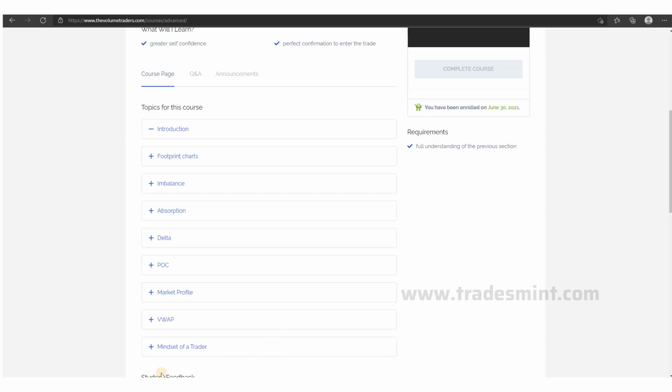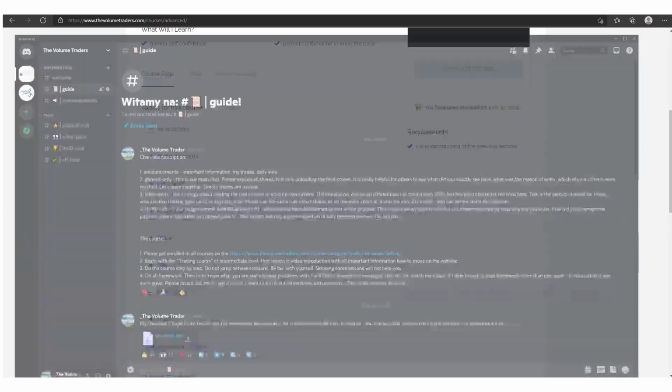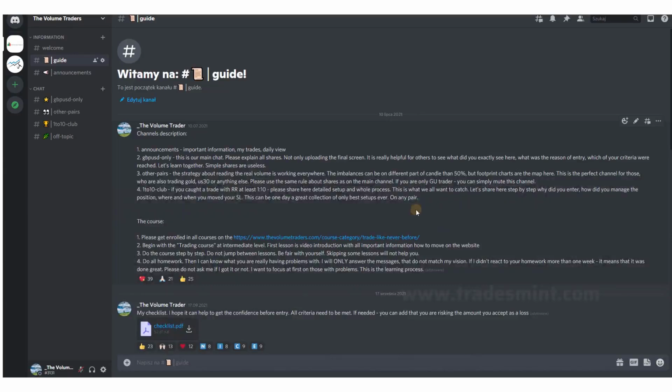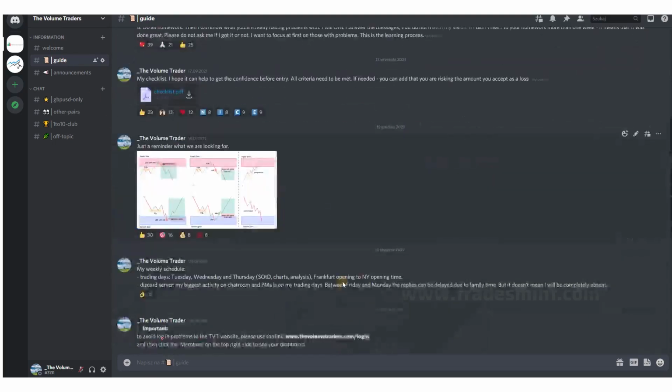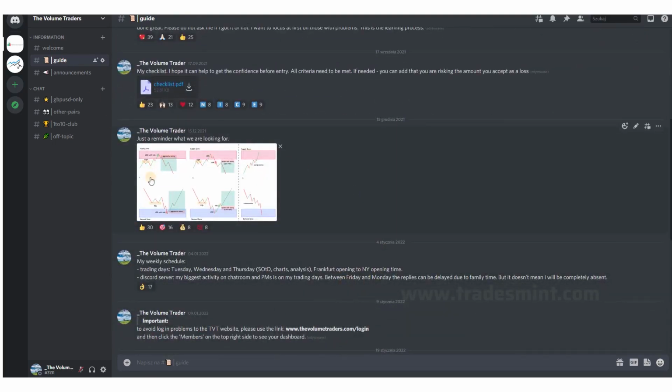And yeah, how to get all these tools? This is one of the questions. Please go to the Discord server, to the guides channel, and by the way, please download this. This is one of the parts we are looking for. This is kind of a small shortcut to the real volume.